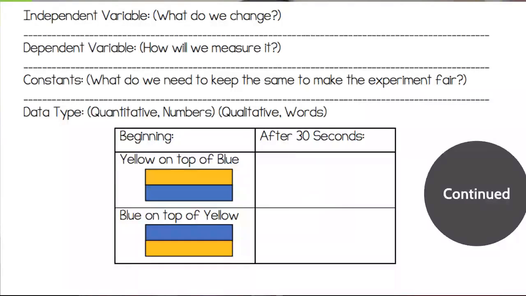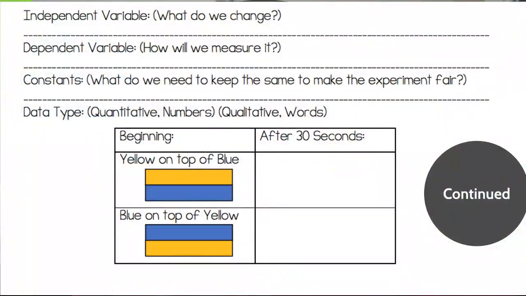What's the independent variable? What are we changing? What's the dependent variable? How will we measure it? And what are the things that we need to keep the same to keep this experiment fair? Our independent variable, sometimes people think it's the temperature, which is really confusing. It's not the temperature. What's actually the difference here is the way in which we stack the bottles. Which one's on top of the other? These bottles themselves are not going to change. What's going to change is what order they are on top. The dependent variable, how will we measure it, is seeing whether or not these two colors mix.